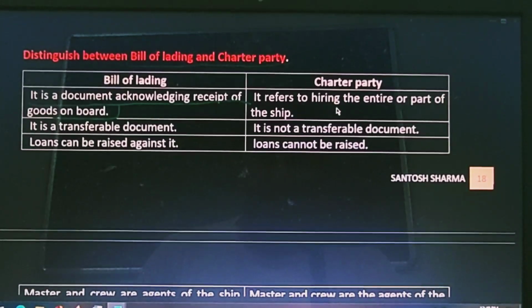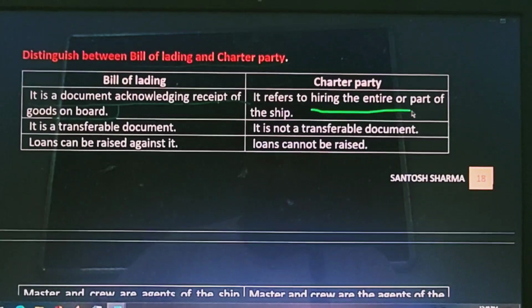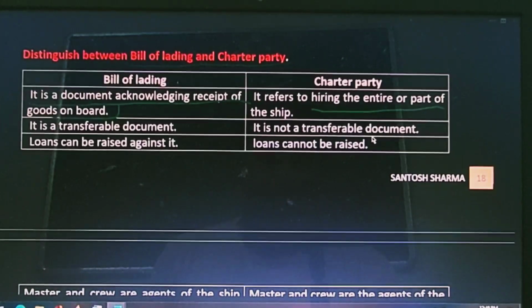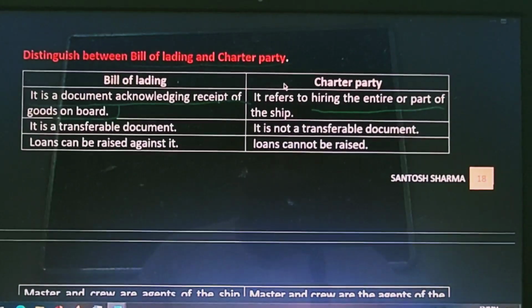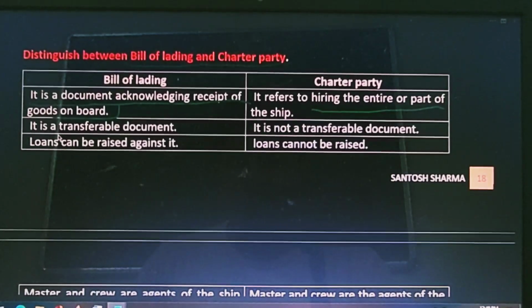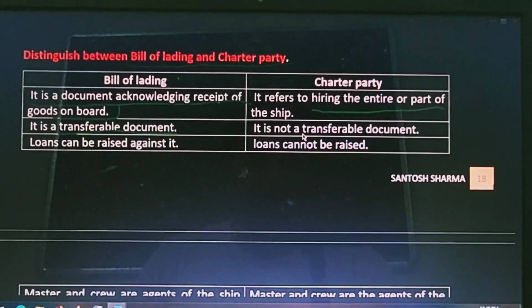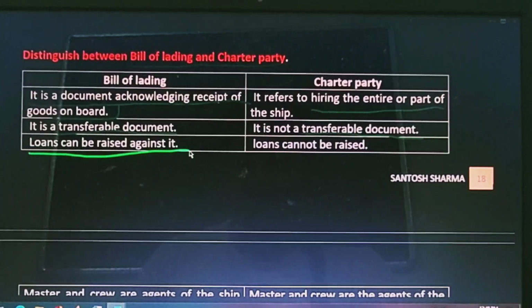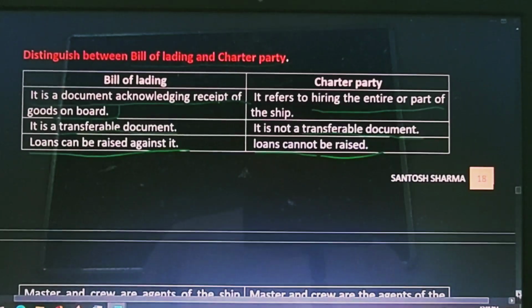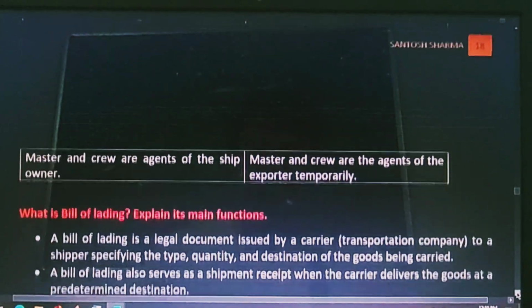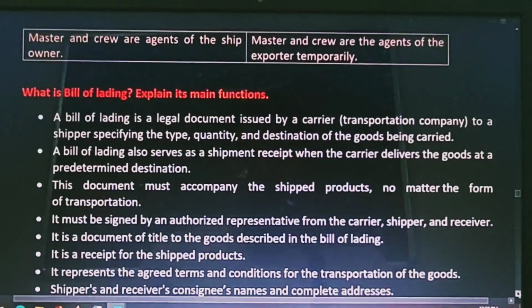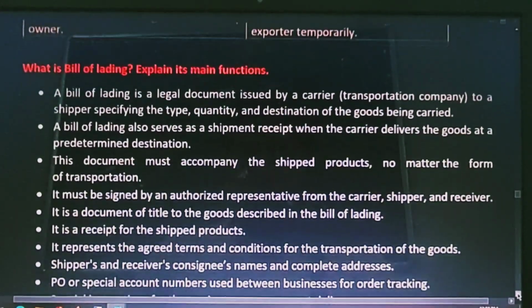And charter party, it is the hiring of the entire or a part of a ship which you are going to use in import and export. Just like we hire a car on rental, like that. Then bill of lading is a transferable document, whereas charter party is not a transferable document. And loans can be raised on the basis of bill of lading, but in case of charter party, the importer or exporter cannot raise any loans, right? So let's move on to the next question.